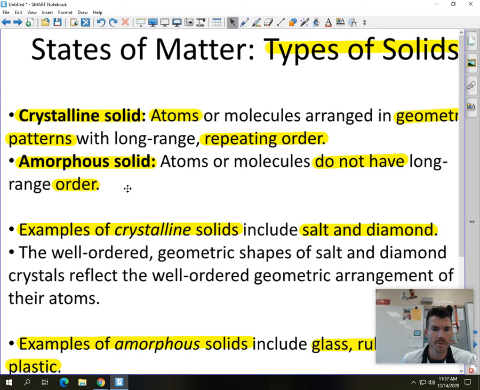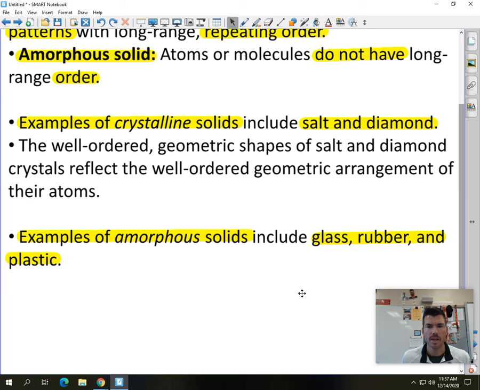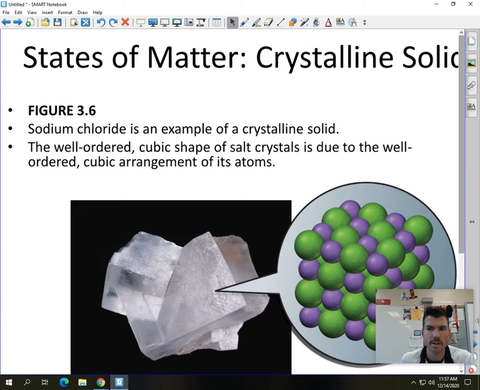The other type is amorphous solids, and these do not have order. Here are some examples you can jot down. Examples of crystallines would be salt and diamonds. Examples of amorphous solids, which are most of the solids we think of, would be things like glass, plastic, and rubber. These are all also solids, but they have no repeating pattern. Before we go to liquids, here's a picture of a salt cube, and you can see that it looks like it has a repeating pattern. Nothing to draw there, just showing you the picture.